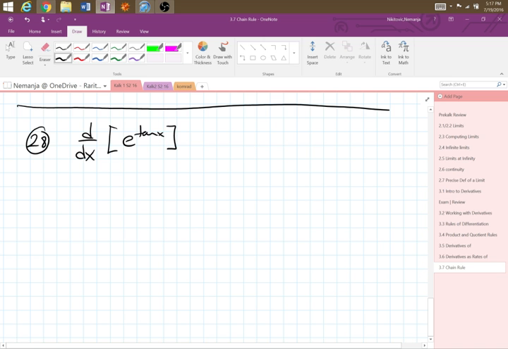The exponent will become the sine. So revisit that.